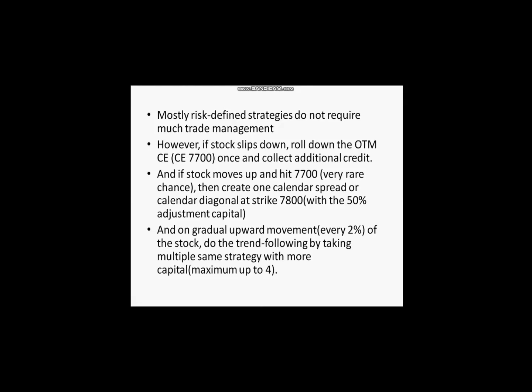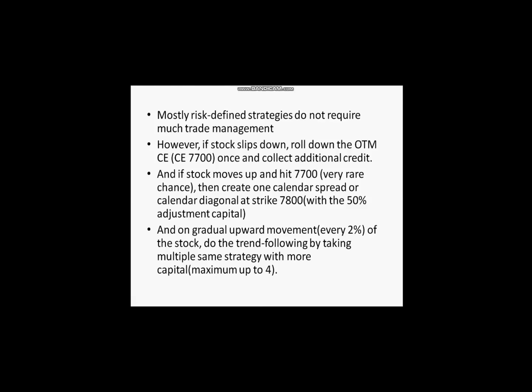However, if the stock slips down, you can always roll down the OTM call option, which is 7,700 call option, downwards and collect more credit and make it a break even on the downside. And if the stock moves up and hits 7,700 any chance before the expiry, just create one calendar spread or calendar diagonal at 7,800 strike price. This will hedge your upside to quite an extent.